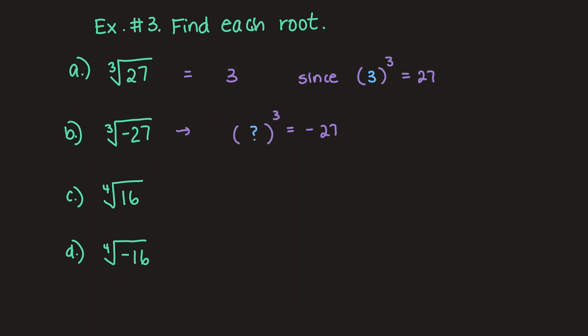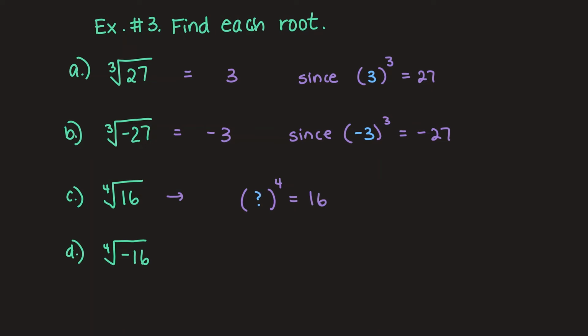And that number will be negative 3, since negative 3 quantity cubed equals negative 27. And to find the fourth root of 16, we are looking for a number raised to the fourth power that will equal 16. And that number will be 2, so therefore the fourth root of 16 equals 2.